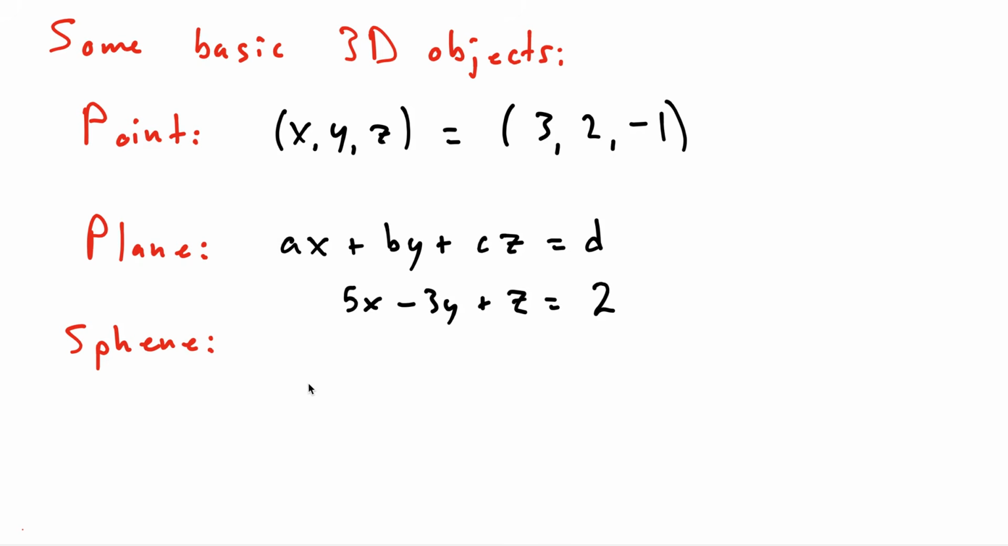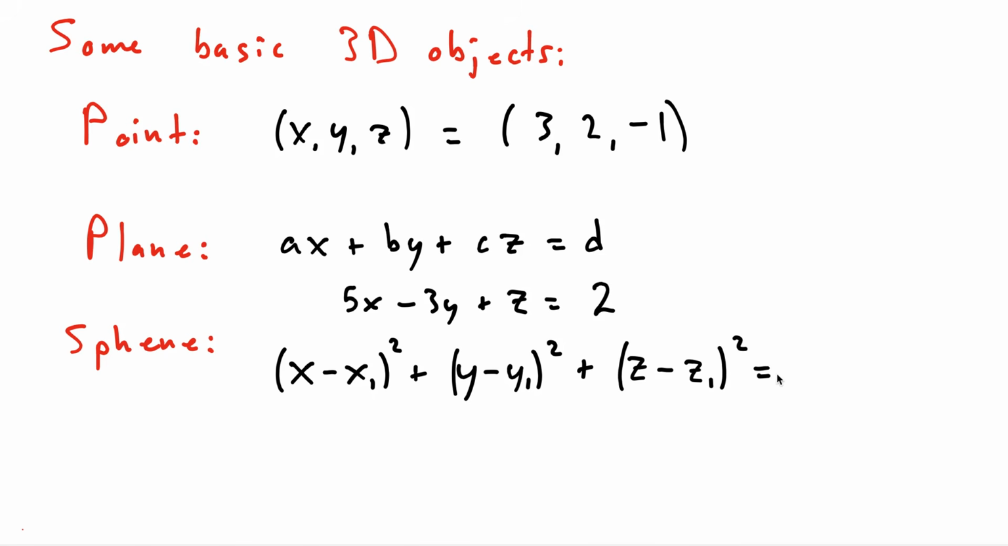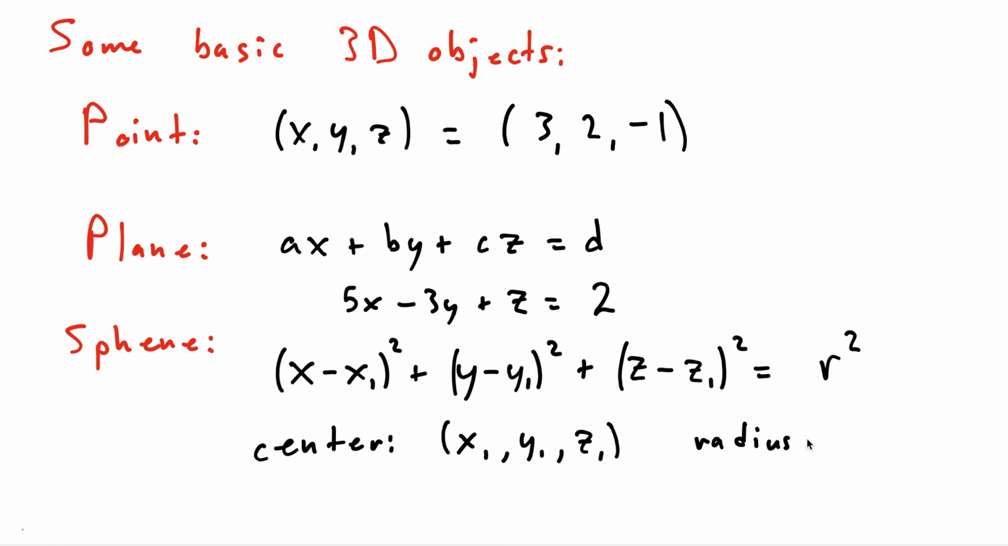A sphere in three dimensions has an equation that is analogous to a circle in 2D. (x minus x1) squared plus (y minus y1) squared plus (z minus z1) squared equals some value r squared. Here, the center of this sphere is at the point (x1, y1, z1), and the radius of this sphere is r.